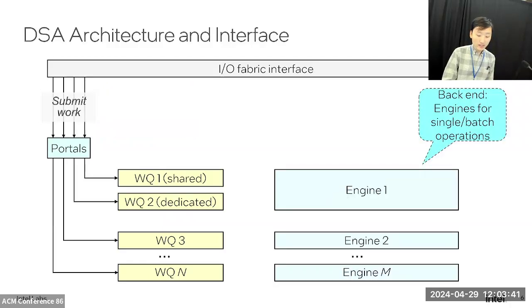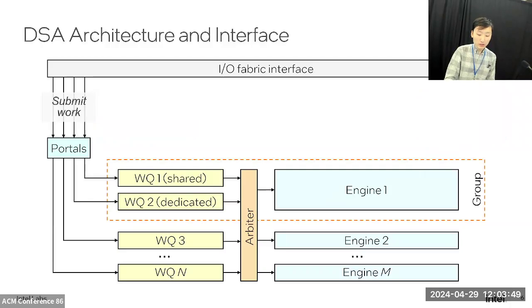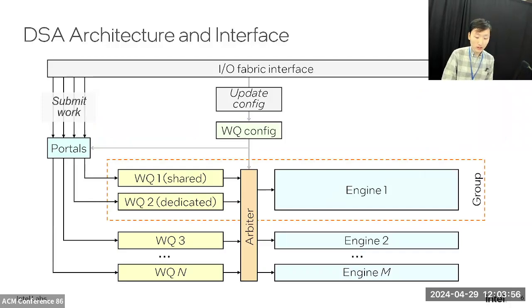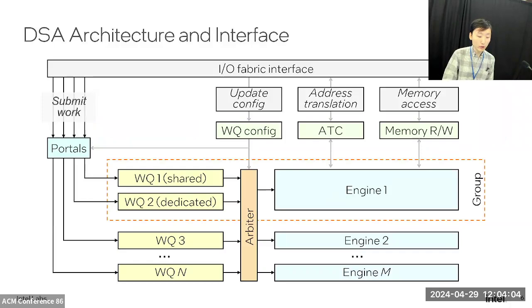The back end of DSA is a set of processing engines. There's an arbiter connecting the front end and back end for QoS purposes. And we can flexibly configure the WQs and engines into different groups. This is done via the out-of-band configuration interface. And we also have interfaces and structures for virtual-to-physical memory address translation, as well as memory requests.